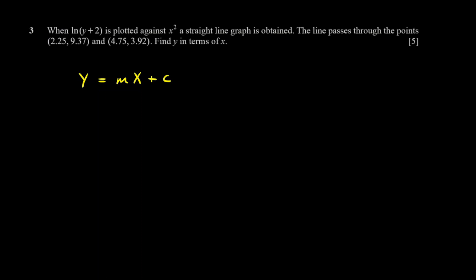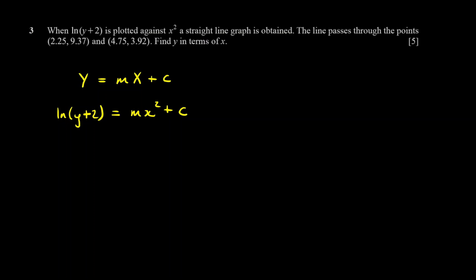And I've used big Y and big X here to distinguish them from our variables little y and little x. But effectively what this means is I can replace that big Y with ln(y + 2) and our big X with that x squared. So the equation I would get would be ln(y + 2) is equal to m x squared plus c. So this is what this statement really means, right? If I plot ln(y + 2) against x squared and I know that I get a straight line, it means I can write it in this form here.